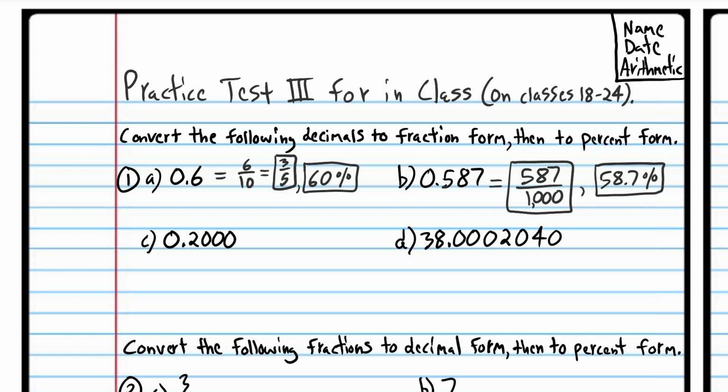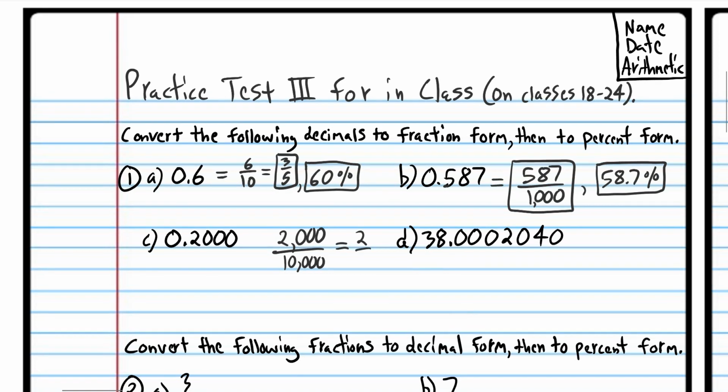Now in this problem, I want to demonstrate an important point. All of these zeros here, they're just going to go away because those are ending zeros. Remember, 2,000 over 10,000 just reduces to 2 over 10, which is the same thing as 0.2. So when you have ending zeros to the right of the decimal, you can just get rid of those.